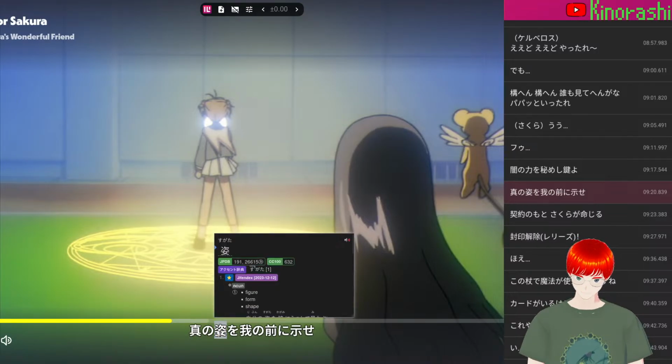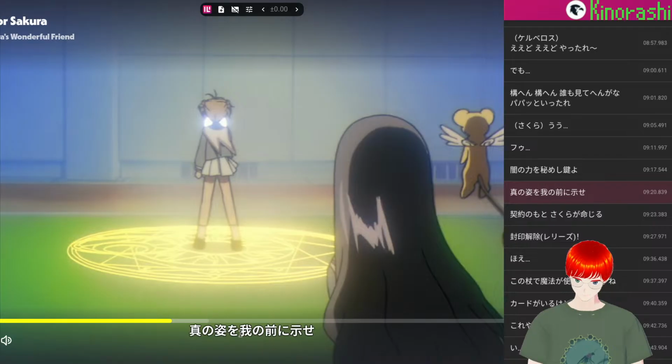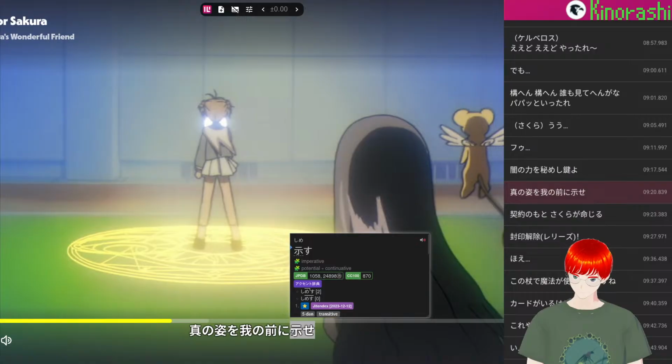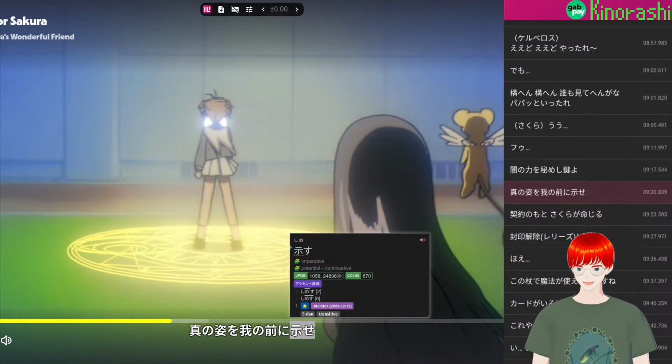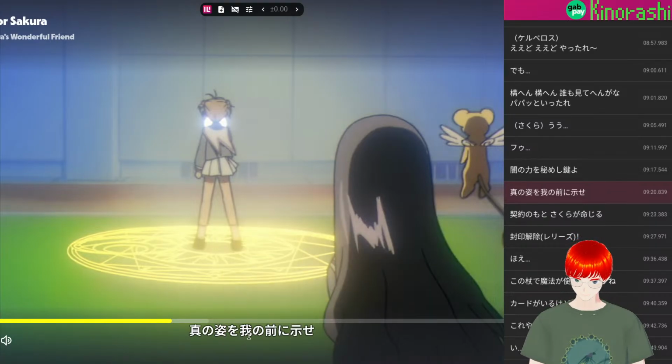Shin no sugata. So true form essentially. Shin no sugata o ware no mae ni shimese. Yeah, shimese. So Shin no sugata o ware no mae ni shimese, or true form before me and show. In other words, show your true form in front of me.